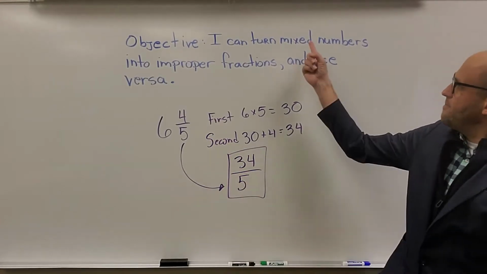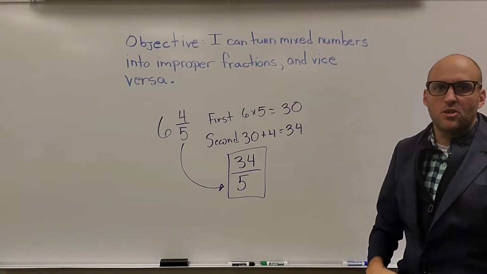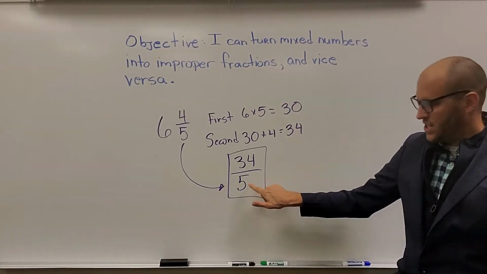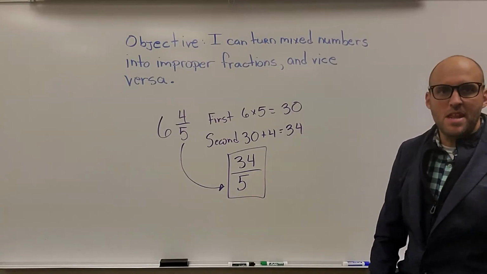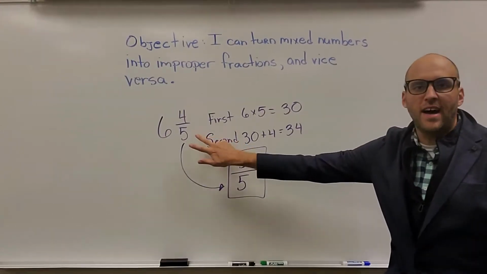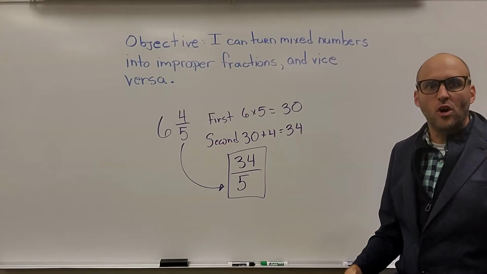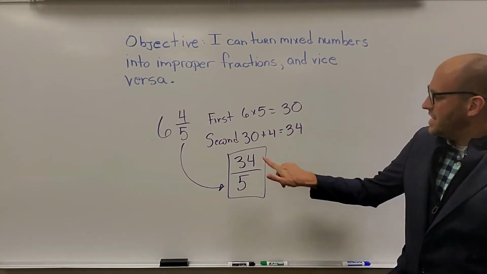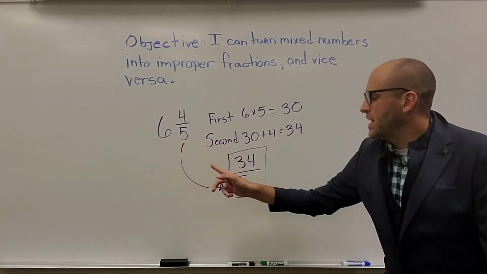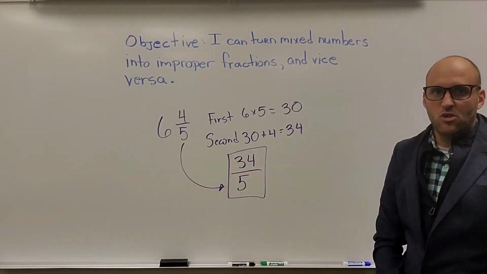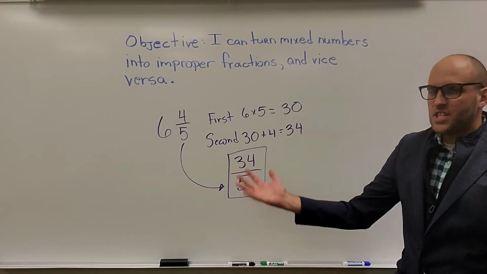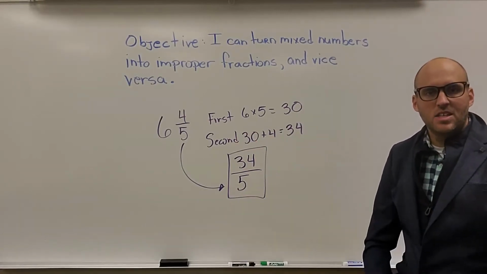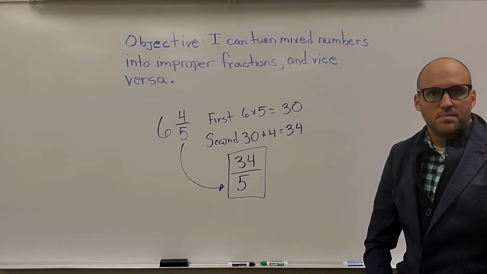When you're going from mixed numbers to improper fractions or improper fractions to mixed numbers, the denominator never changes. So we're always going to have the same denominator in all these problems. If you start with 5, you end with 5. You have 24, you end with 24. The only thing that's really changing is your numerator and possibly a mixed number if you're changing it to a mixed number. So let's start with a couple mixed numbers and start changing them into improper fractions.